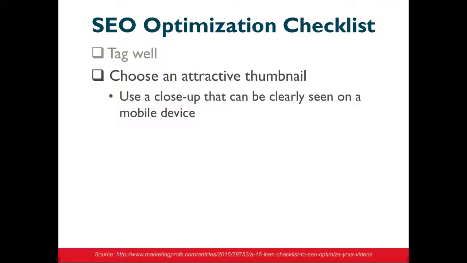Next, choose an attractive thumbnail. So use a close-up photo that can be clearly seen on a mobile device. We're becoming more of a visual society, and many searchers will look at the thumbnails to decide what to click on. Your thumbnail image should be a close-up that can be clearly seen even on a smartphone. So that's a way to get people to click as well.